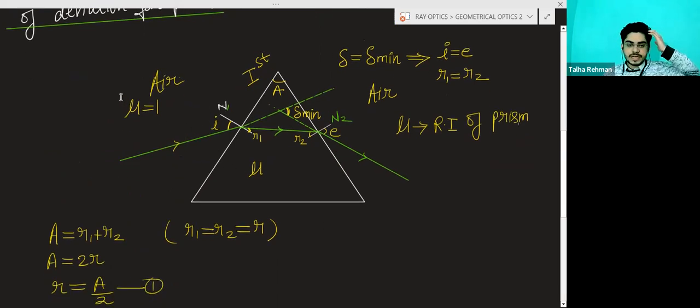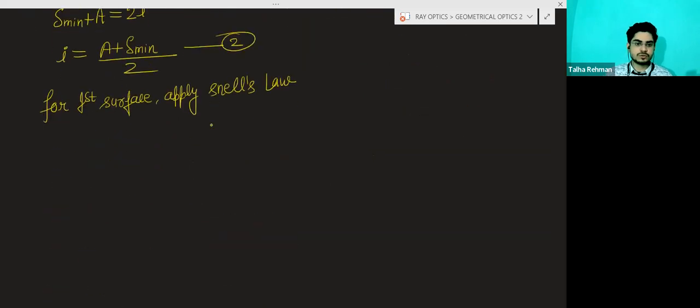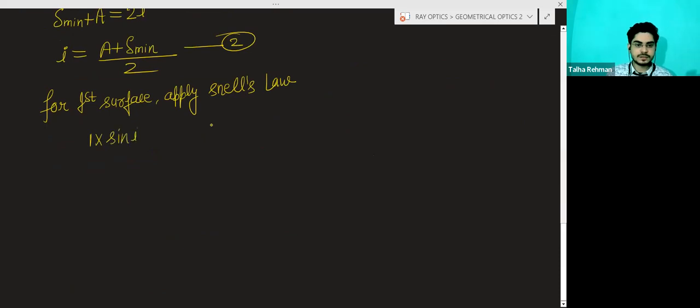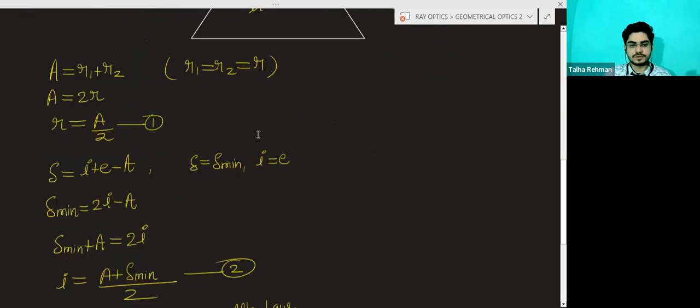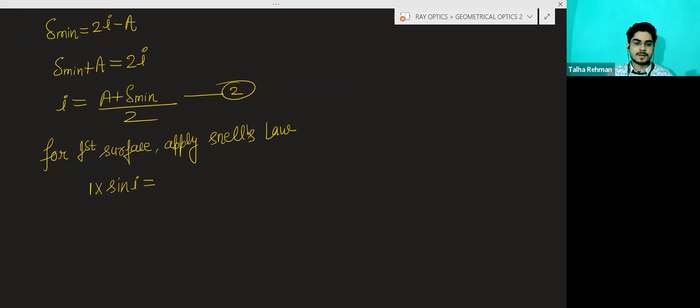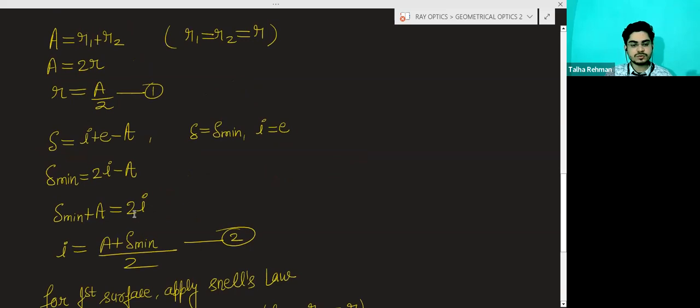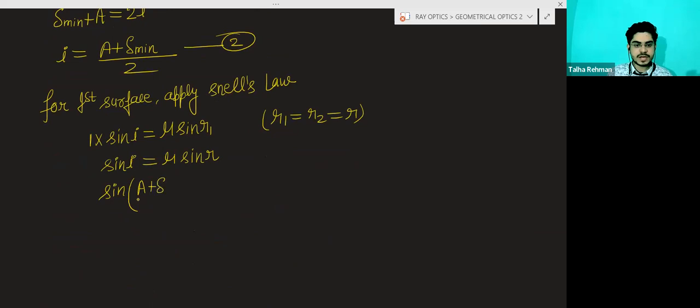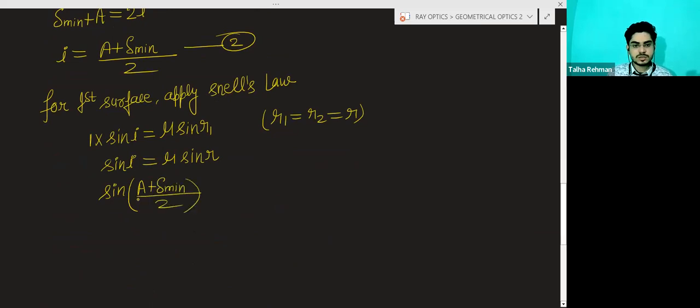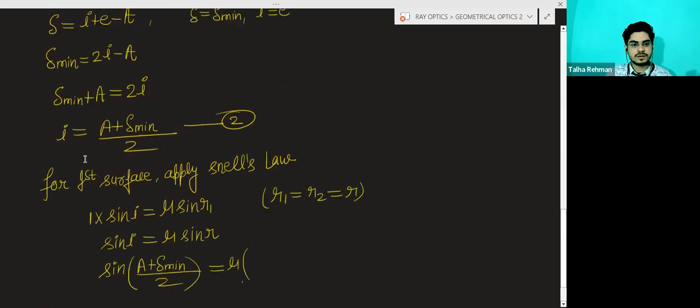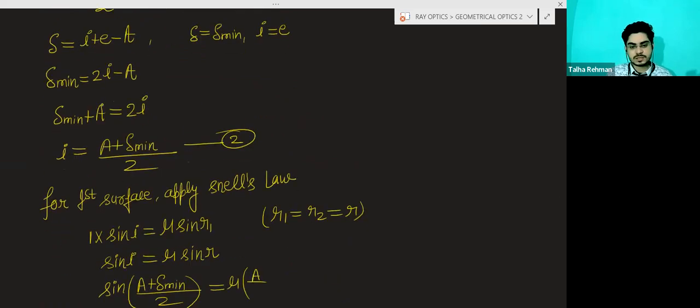When we apply Snell's law, we take the refractive index of air multiplied by sine of angle I. So 1 into sine I is equal to mu into sine R1, or sine R you can say. But R1 is equal to R2 is equal to R. So you can write sine I is equal to mu into sine R. Now put the value of I and R. I is A plus delta minimum by 2, so put here A plus minimum angle of deviation divided by 2 is equal to the refractive index of the prism times sine of R, and R is A by 2.